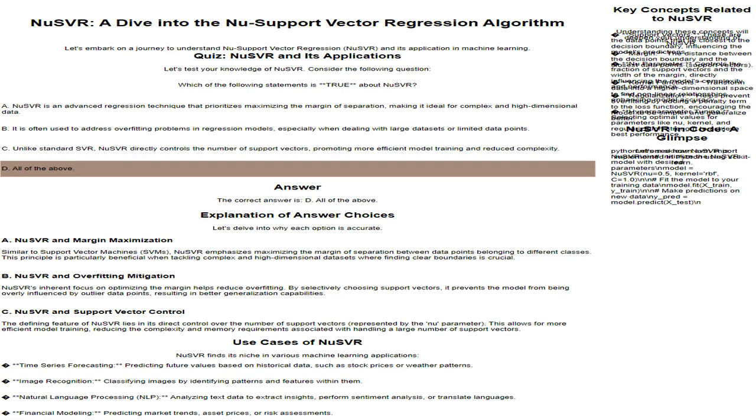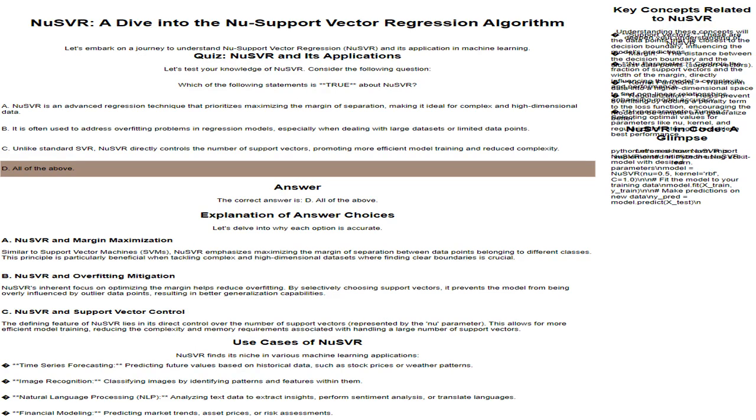The margin is the distance between the decision boundary and the nearest data points, the support vectors. A larger margin generally indicates a more robust model. Imagine you have a line separating cats from dogs. The margin is the distance between the line and the closest cat or dog image. A larger margin implies the line is further away from the data, indicating a more confident model less prone to misclassification.